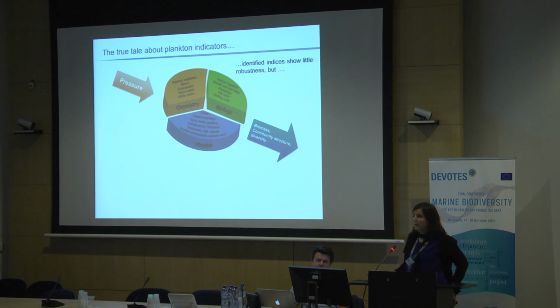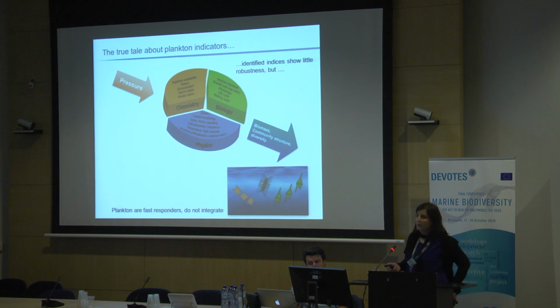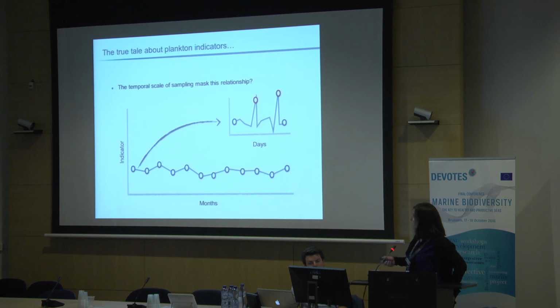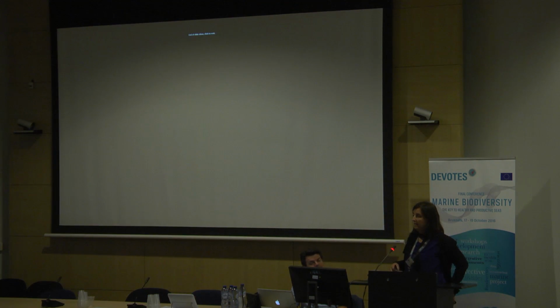So we could conclude that plankton biodiversity could not be a good indicator, but the problem is more conceptual: we're trying to find a linear relationship between the pressure and the response in the community, and plankton are fast responders, and they don't integrate the history. And also, another issue is the sampling strategy that we're following. Even if we sample every month, we can see that the trend is good, but we don't know what's happening in between, and this can also provide misleading information in the conclusion.